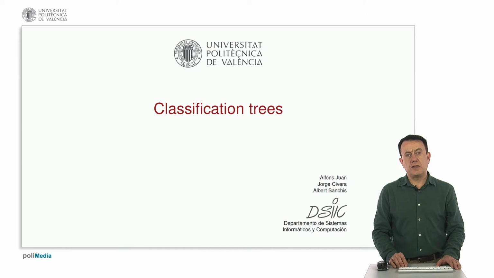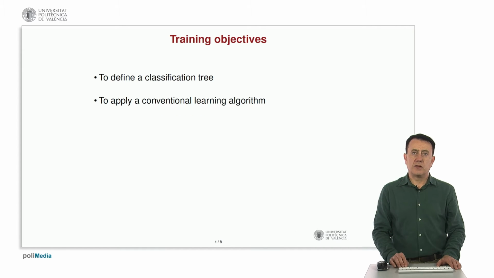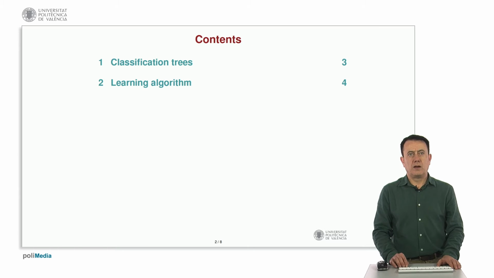The following presentation is entitled Classification Trees. Classification trees are a simple natural structure for classification that is widely used in machine learning and artificial intelligence. So the training objectives for this presentation are to define a classification tree and to apply a conventional learning algorithm. The presentation has been structured according to these two objectives.